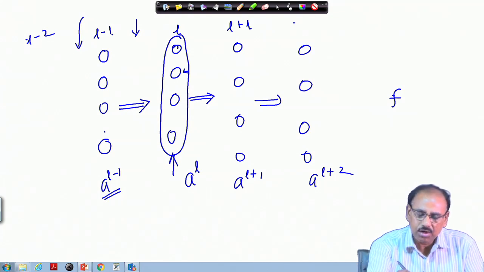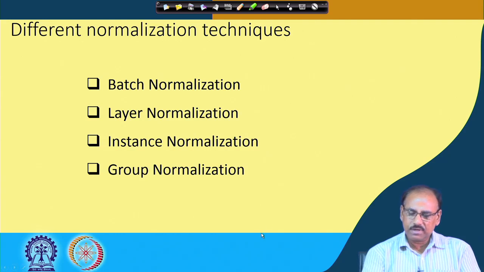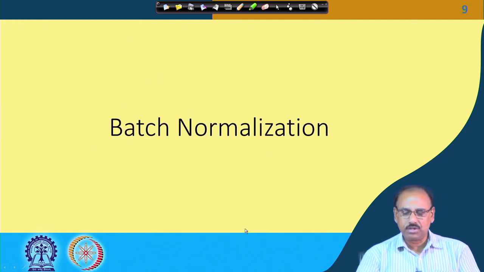So let us see how we can do it. There are different ways in which this normalization can be done. One of the techniques is what is known as batch normalization. You can also have what is known as layer normalization, another technique known as instance normalization, or you can also have group normalization techniques. These are the different variants of the normalization techniques, and we'll see a bit later that the main difference is the way you compute the mean and standard deviation. So first let us discuss what batch normalization is.